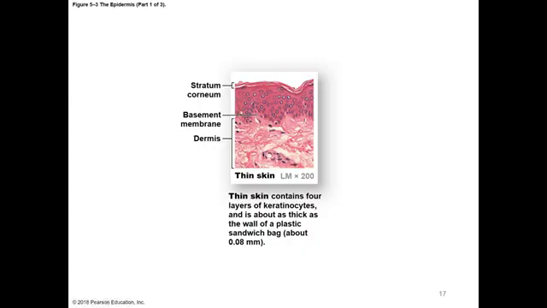So thin skin has about 4 layers of keratinocytes at specific stages, and thin skin is about as thick as the wall of a plastic sandwich bag. So about 0.08 millimeters. So that's pretty thin, but remember we're just talking about the epidermis. That does not include the dermis, which is part of our cutaneous membrane.